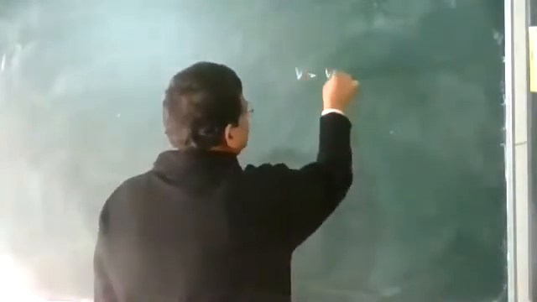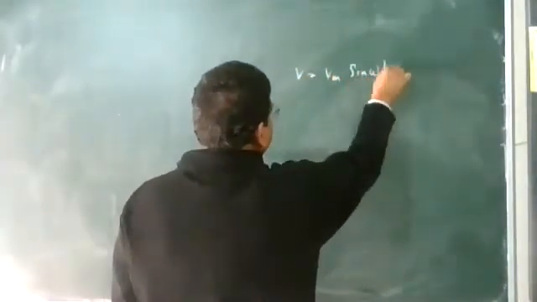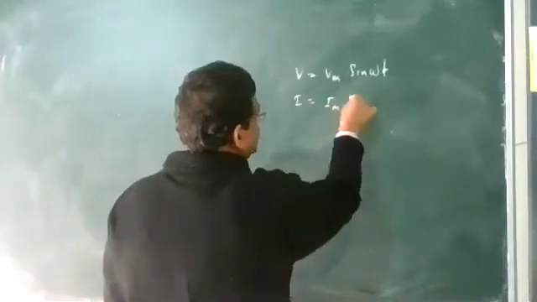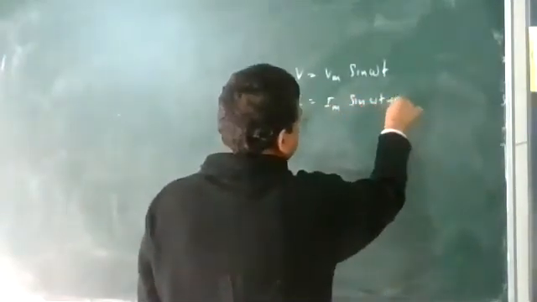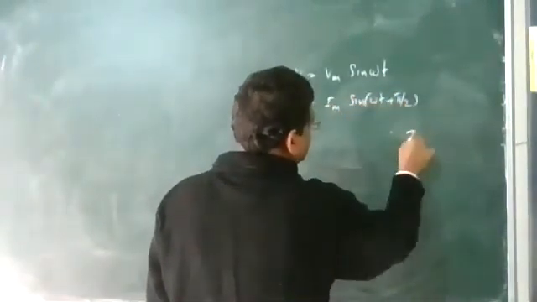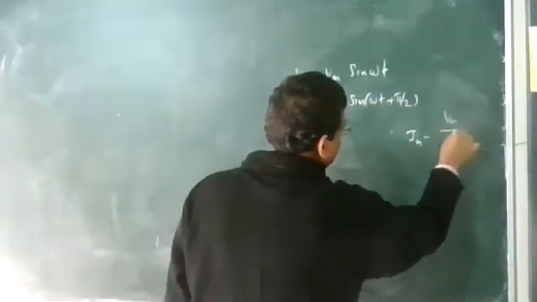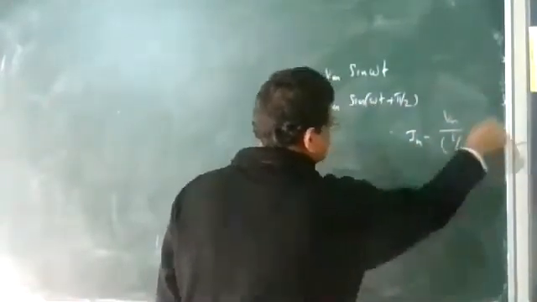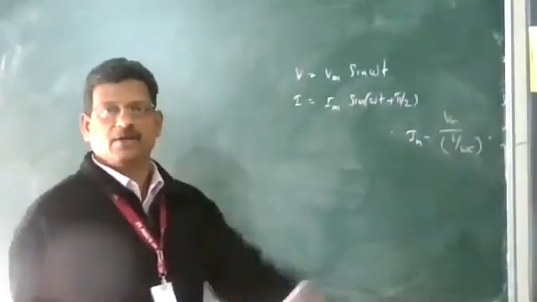V equal to Vm sin omega t. So we are getting the current as I is equal to Im sin omega t plus pi by 2. You have to remember the value of Im: voltage divided by 1 upon omega C. Remember that.